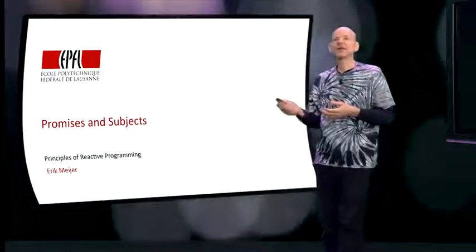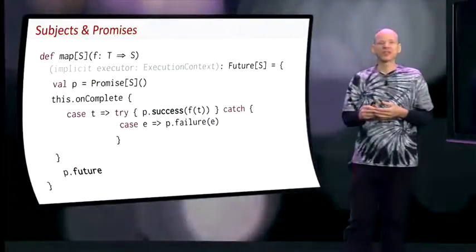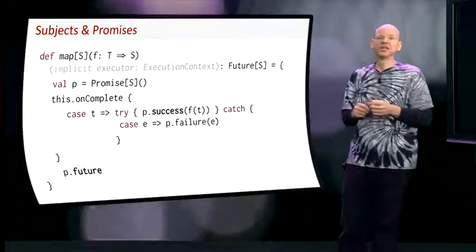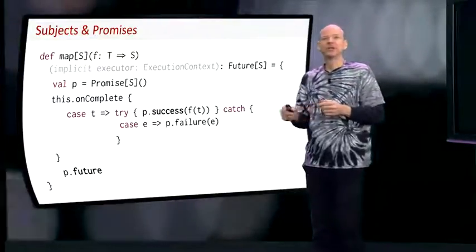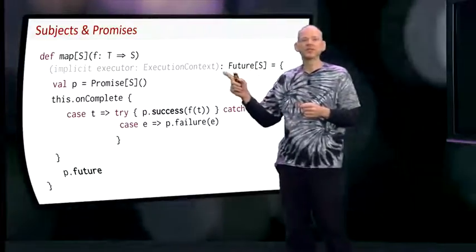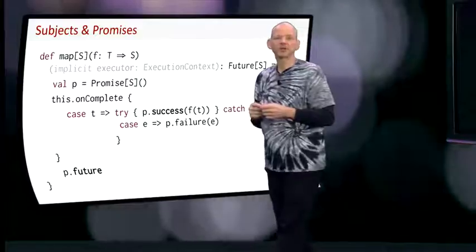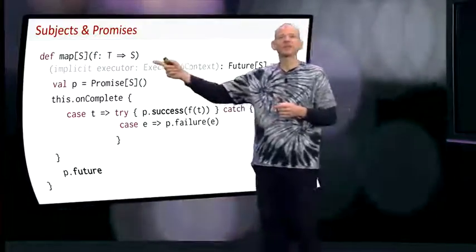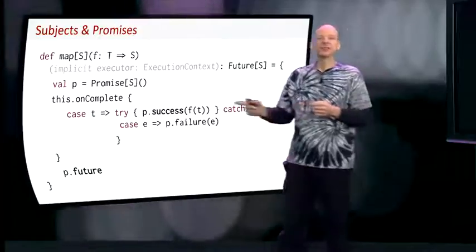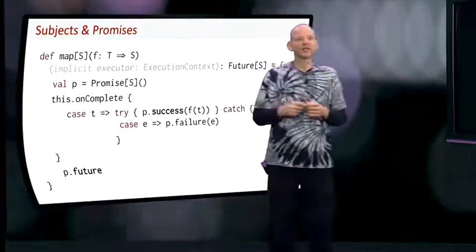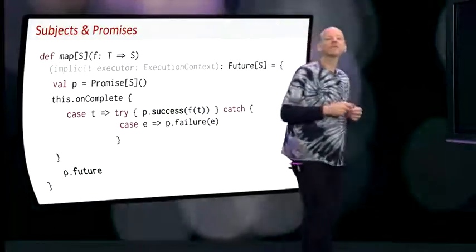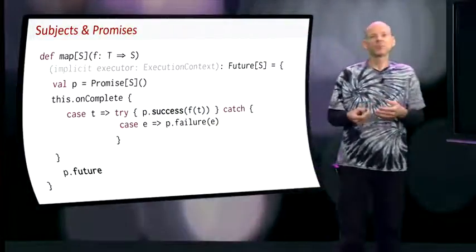So let's refresh our memory what promises are. Here's the use of promises to implement map. So what we did is to implement map over future. This is defined on Future[T]. We take a function from T to S, and we have to return a Future[S]. And the way we did that is by creating a new promise, and waiting for the future, the this, to complete.